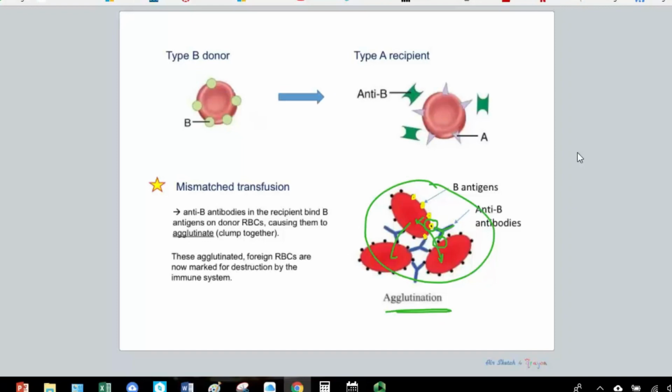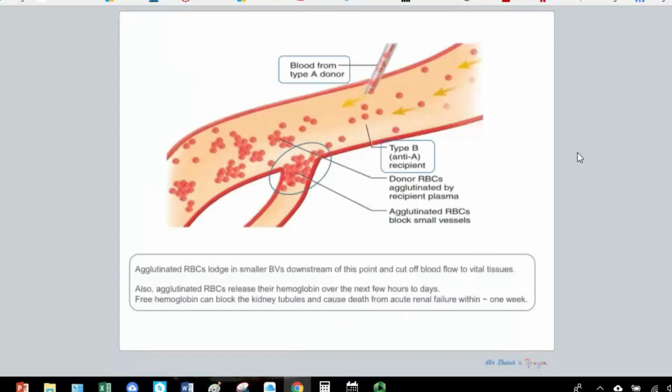And then what's going to happen after they're immobilized is the immune system's going to come along and it's just going to destroy all of this. So if you have a mismatched transfusion and you have the immune system agglutinating and breaking down these red blood cells, it can be a real problem.